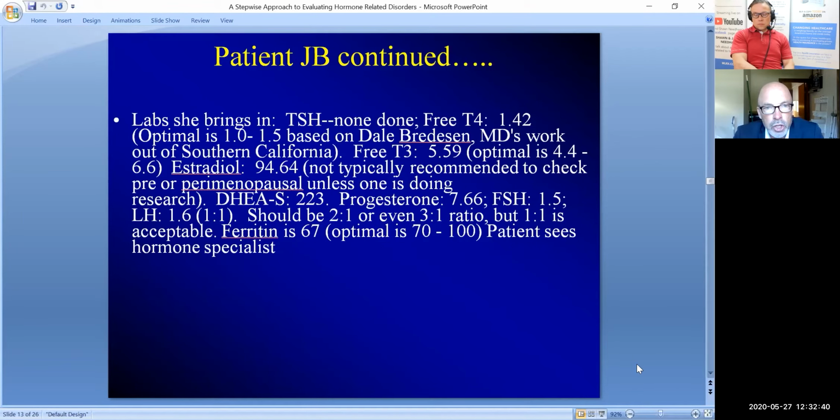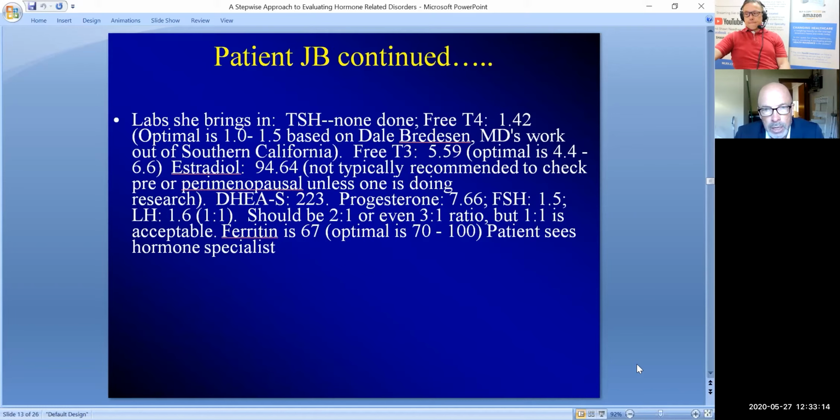The labs that she brought in, TSH had not been done, which is fine. Again, I think she came in from someone else. Free T4 was 1.42. And some of the other work I've looked at, besides taking the bioidentical hormone replacement therapy, is Dale Bredesen. He's out of Southern California. He's done a lot of work on preventing Alzheimer's. And so he'll talk about optimal between that 1.0 to 1.5.